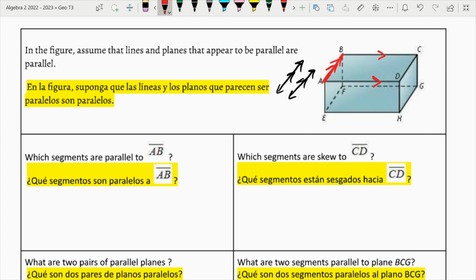So I'm going to put 2 lines on AB because it's definitely not parallel to the other 2. So what segments are parallel to AB? Well, over here, CD is one of them. Okay, and if we look at the other corners of the boxes, we can see that EF is as well, and so is GH.